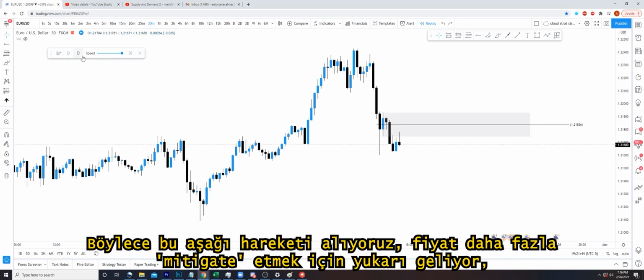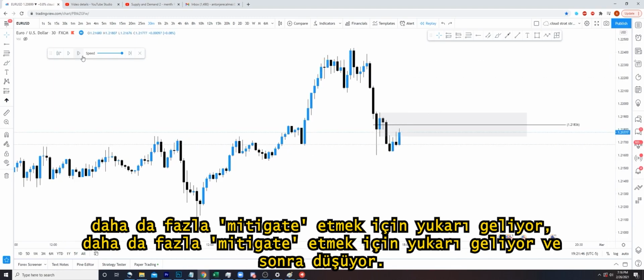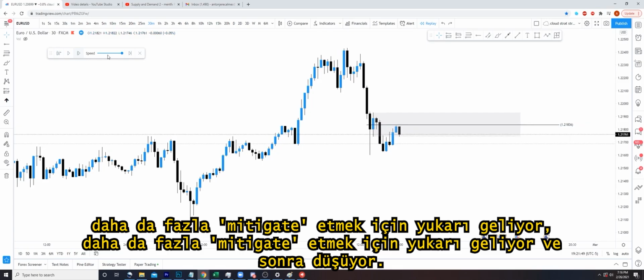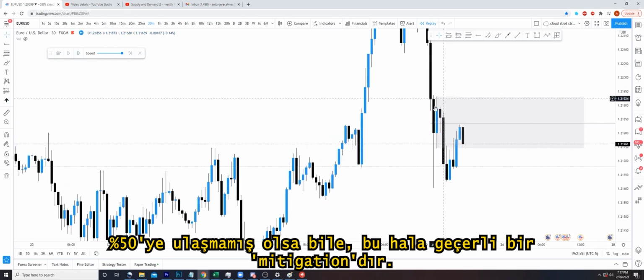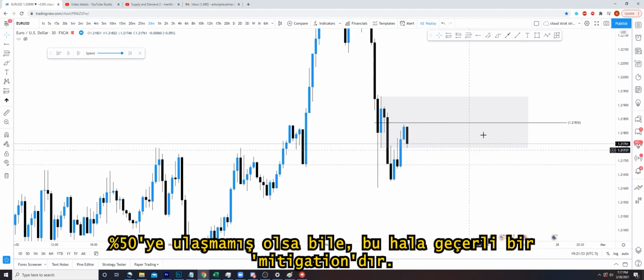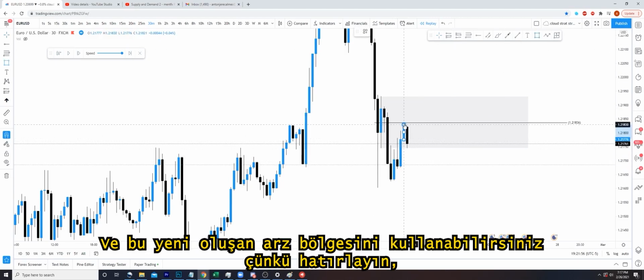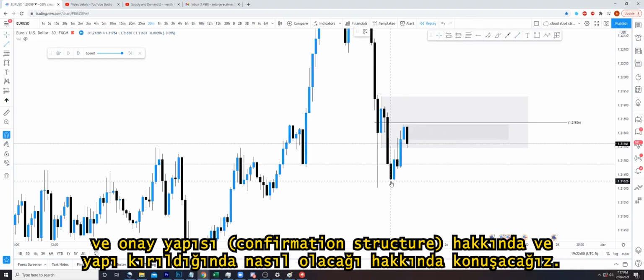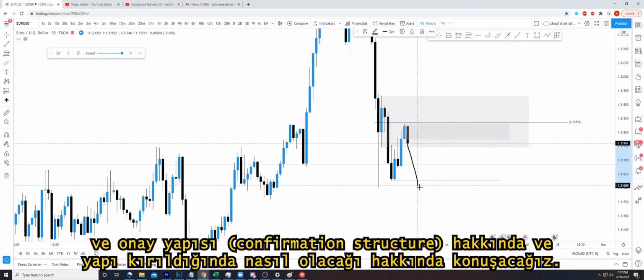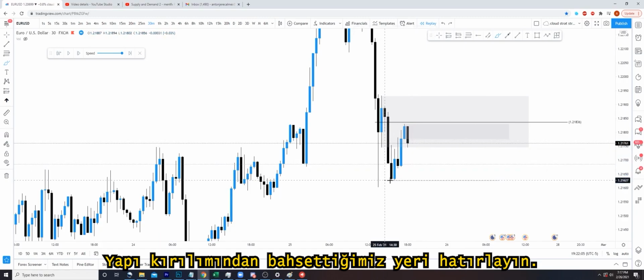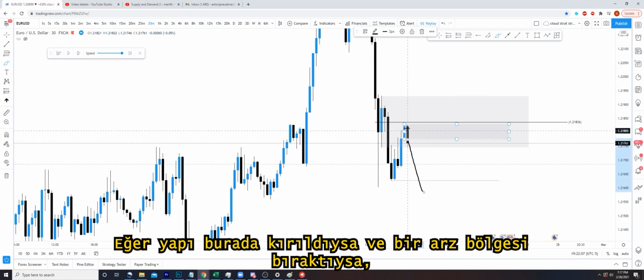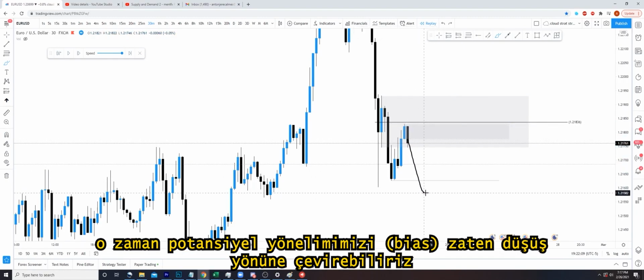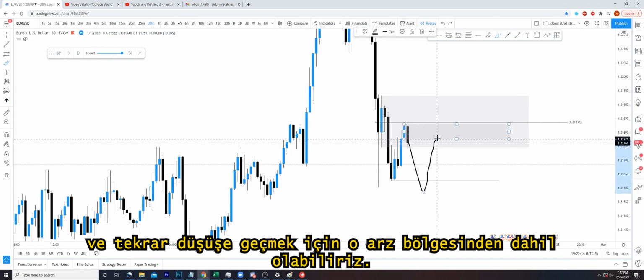So we get this move down, price comes up to mitigate more, price comes up to mitigate even more, comes up to mitigate even more, and then drops off. Now, even though it didn't hit the 50%, this is still a valid mitigation, and you can use this newly formed supply zone because remember, in the future, we will talk about structure and confirmation structure and how as structure breaks down. So remember back to where we spoke about structure breaking. If structure broke here and left the supply zone, then we can already shift our potential bias bearish and then get involved on the supply zone to go bearish again.